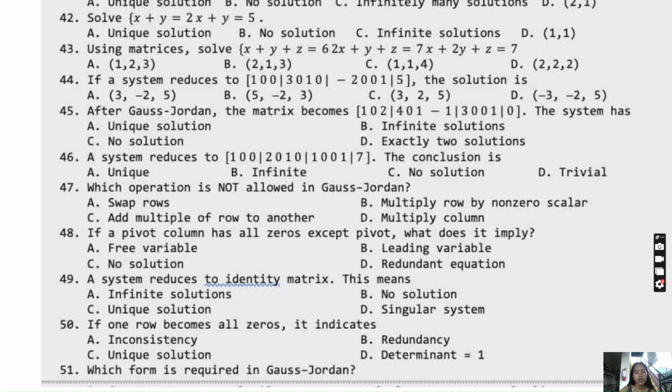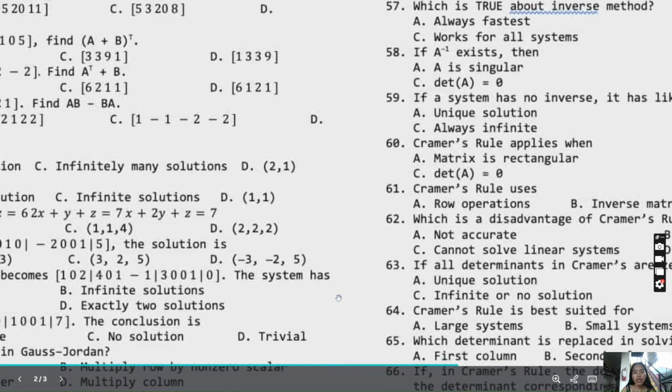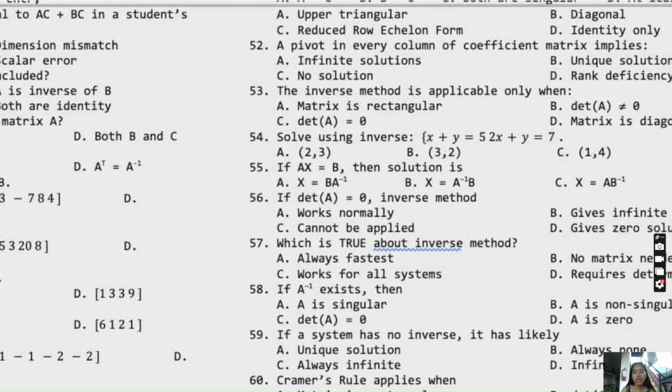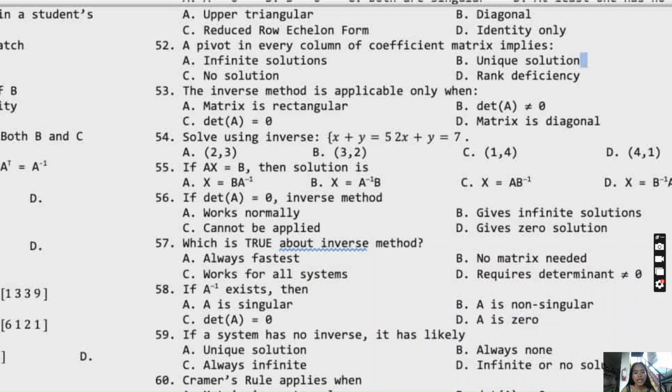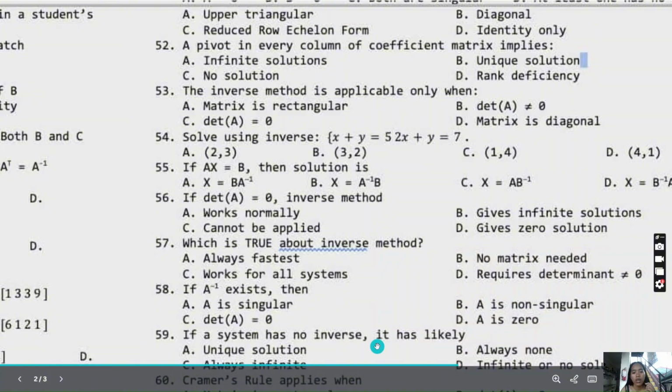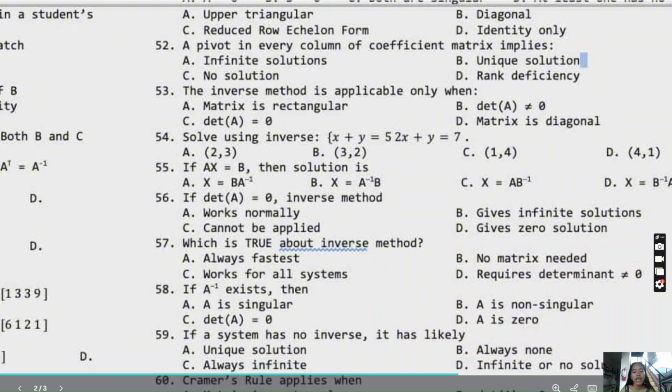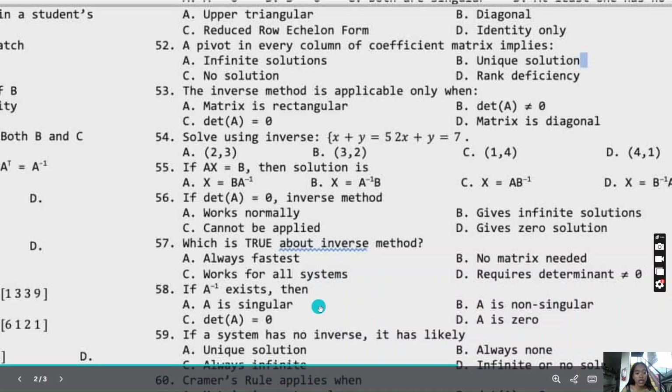Number 51, the question goes, which form is required in Gauss-Jordan? These are the choices of number 51 here. The answer is letter C, reduced row echelon form, because Gauss-Jordan elimination goes beyond ordinary Gaussian elimination. Its goal is to reduce the matrix into reduced row echelon form, also called RREF. So that's why our answer is letter C.